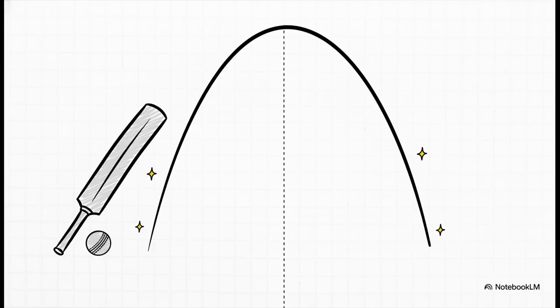Yeah, so in this perfect little bubble, this textbook vacuum, the ball flies up and comes down in this gorgeous symmetrical curve called the parabola. The trip up is a literal mirror image of the trip down. It's neat, it's predictable. And on a real cricket pitch, it's totally, completely wrong.